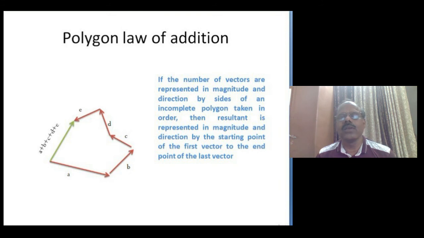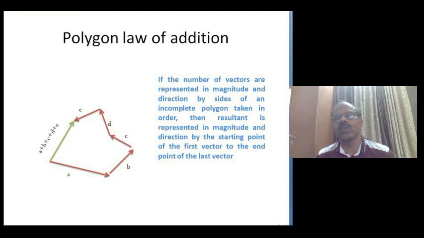Then draw the second vector B from the head of the first vector A, with the same direction as the given direction of vector B. Then vector C, vector D and vector E. Then the closing side of this will represent the resultant of the five vectors A, B, C, D, E. Okay, and that is given in the picture.